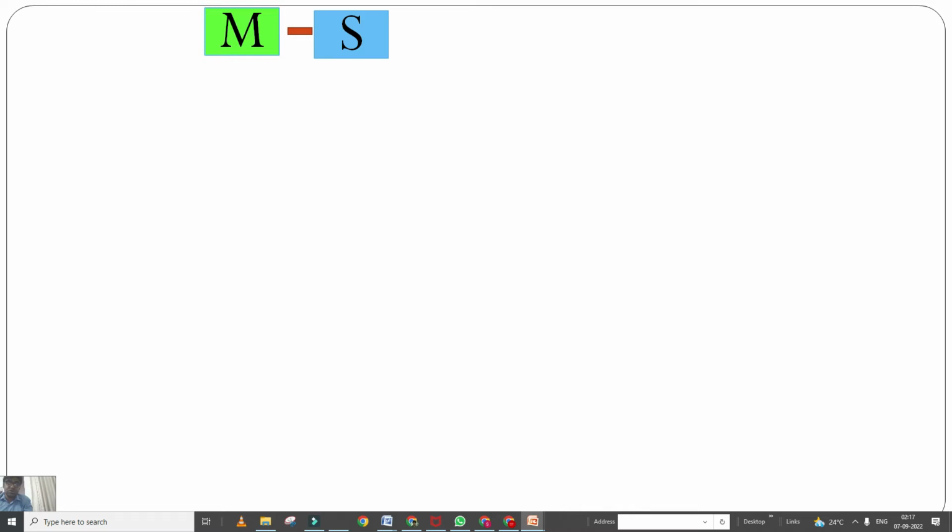So how does it operate? M minus S minus borrow in. Suppose the value of M is 0, S is 0, and the input borrow is 0. So 0 minus 0. First we have to calculate the difference between M and S, and that difference again is compared with B in, and we have to find that difference.